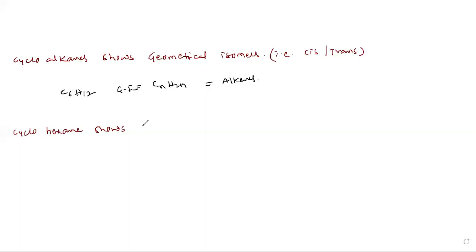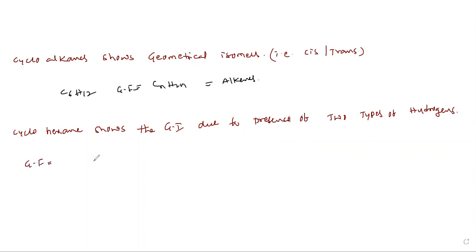Cyclohexane shows geometrical isomerism due to the presence of two types of hydrogens. Okay, what are the two types? The general formula of cyclohexane, what is that? Cyclohexane is C6H12. These 12 hydrogens are of two types.